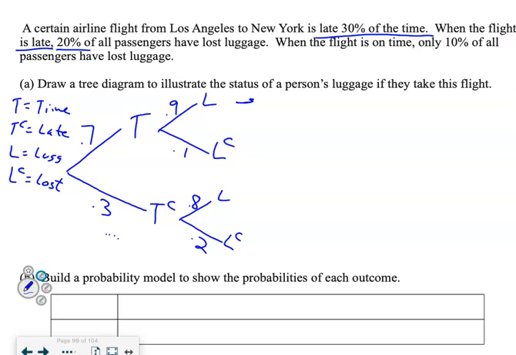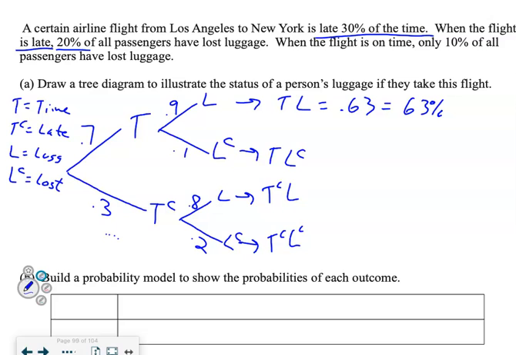All right, so now I'm on time with my luggage. I'm on time, but I lost my luggage. I'm late, but I have my luggage. I'm late and I lost my luggage. Okay, so that's what those all would stand for. So now these are pretty easy. I don't even really need a calculator. So remember, 0.7 times 0.9 is the same as 7 times 9, and gives me 0.63, which is 63%.